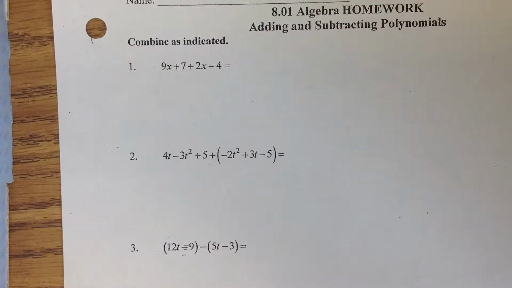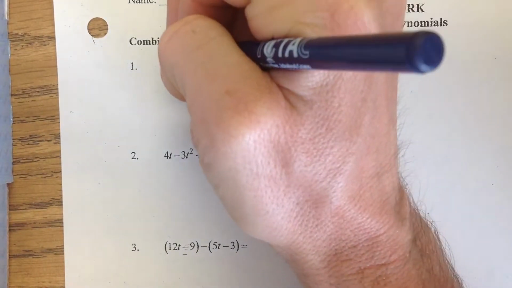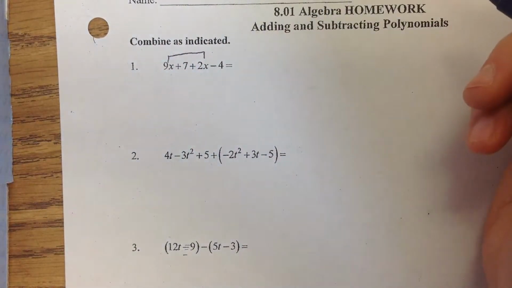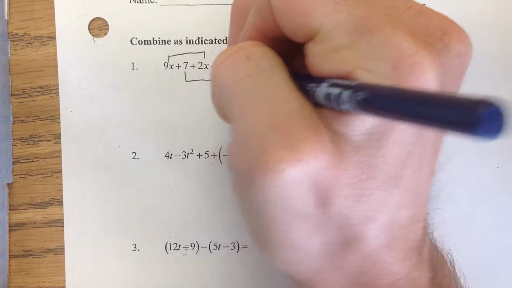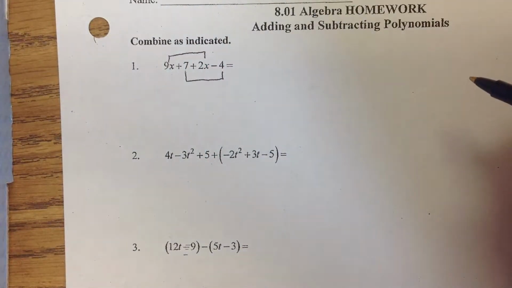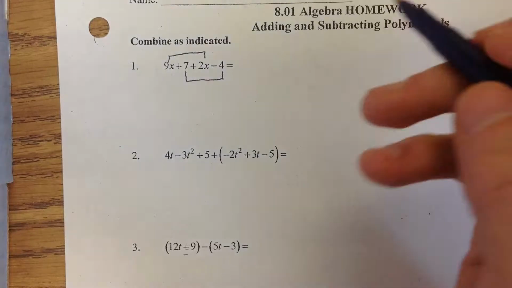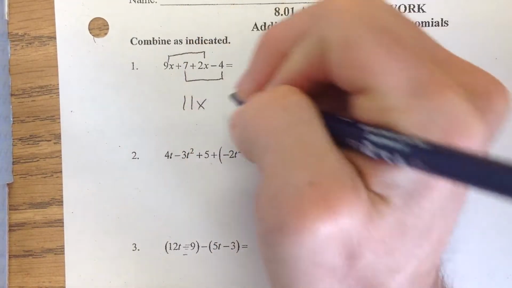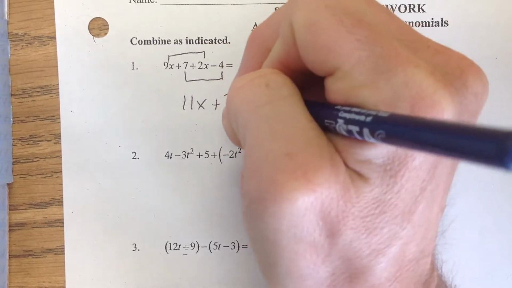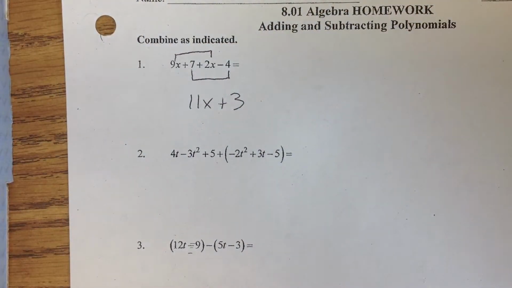Alright, so the topic for this homework is adding and subtracting polynomials. What we're really going to be focusing on is combining like terms. For example, on this first one, the 9x and the 2x are like terms because they both have a variable. The 7 and the 4 are like terms because they don't have a variable. So 9x plus 2x is 11x. 7 minus 4 is a positive 3.